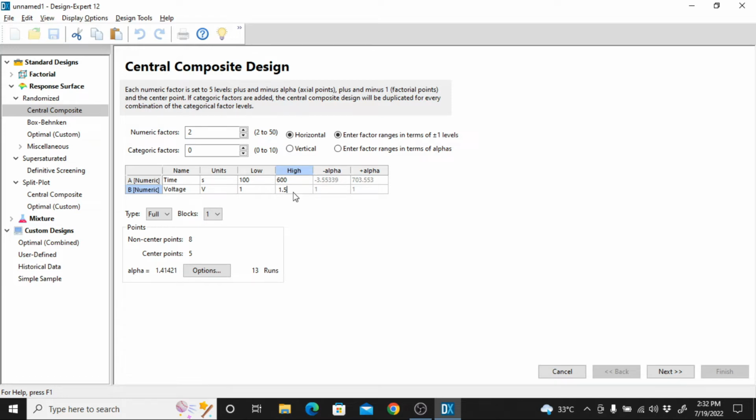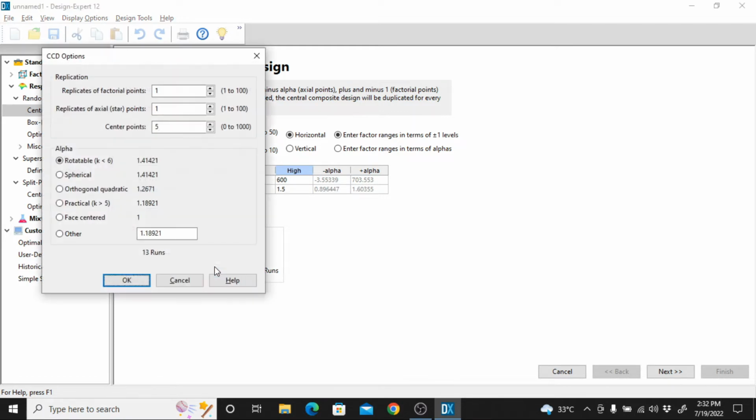Okay, so next you can change the option. Click the option and here is rotatable. I don't want rotatable because I don't want my parameters to be negative. So I'm going to have all the values positive and click face centered. So next is the center point. You can reduce the number to 3. The minimum is 3, but I advise you to have bigger repetition, it is good.